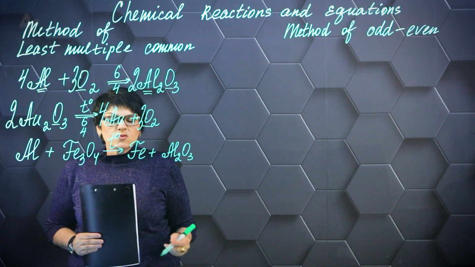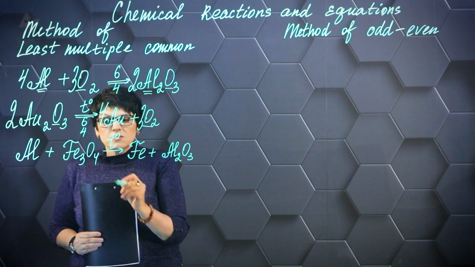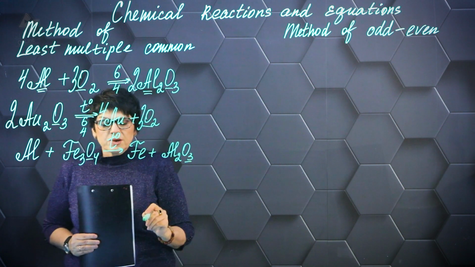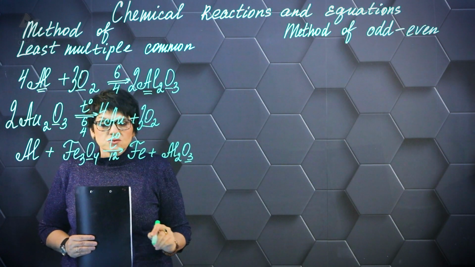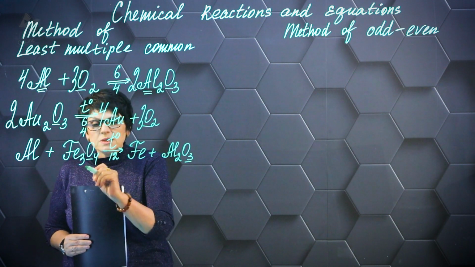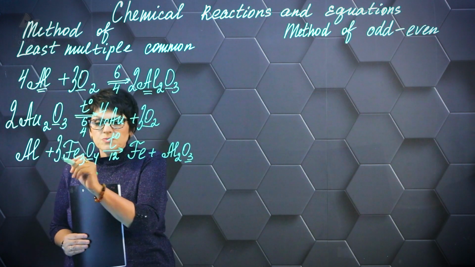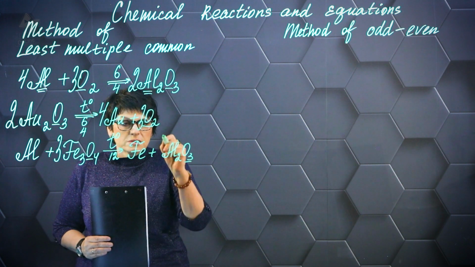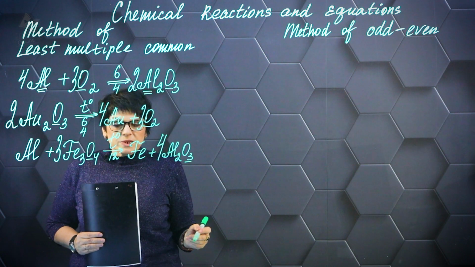Alright, let's start with selecting the coefficients. Once again, we choose which of the elements has the biggest impact. This is oxygen. On the left side it has 4, on the right side it has 3. So the least common multiple for oxygen is 12. We divide 12 by 4 and we get 3. Let's put this coefficient in front of Fe3O4. We divide 12 by 3 and get 4, which goes in front of Al2O3. Now the oxygen is equalized.